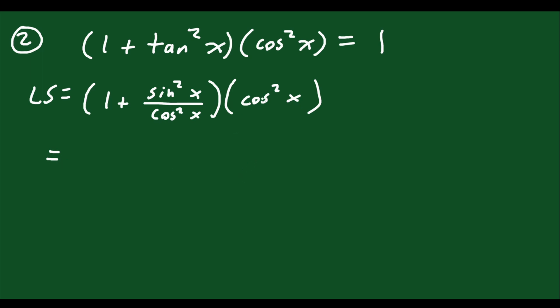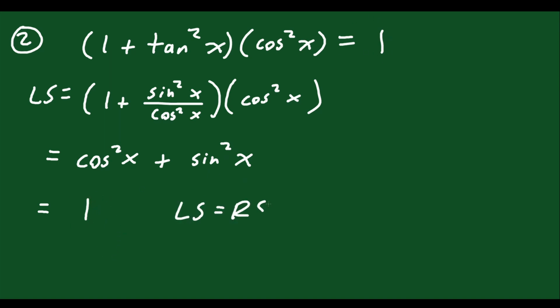Okay. Next, I can distribute this cos squared x into the bracket. So 1 times cos squared x is cos squared x, plus cos squared x times sine squared x over cos squared x. Those cosines will cancel, and you'll just be left with plus sine squared x. And if you recall the Pythagorean identity, which we just talked about, cos squared plus sine squared is equal to 1. Hey, that's the same as my right side. My left side equals my right side. I'm happy. My proof is done. Okay, let's look at another example. Number 3.